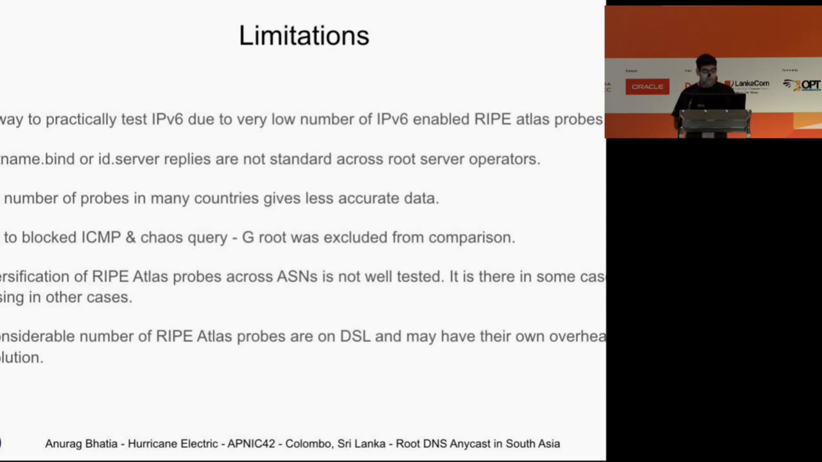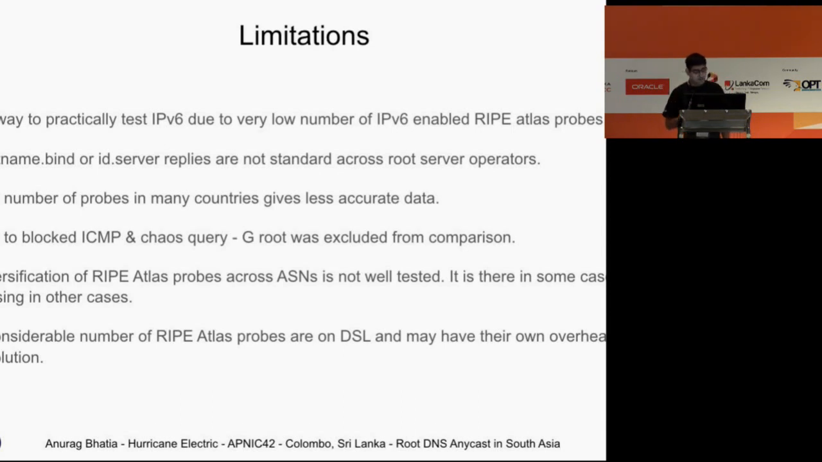There are a low number of probes, as I said, that's one of the challenges, and one important factor here is the diversification of RIPE Atlas probes. We see this case in quite a few countries where a lot of probes are placed in the same network, and they can even be in the same city. So if that network happens to have bad routing, we are going to have bad data, which might not represent the actual country data. So it is extremely important to have more and more probes across different ASNs and across different geographies to do this kind of measurement.